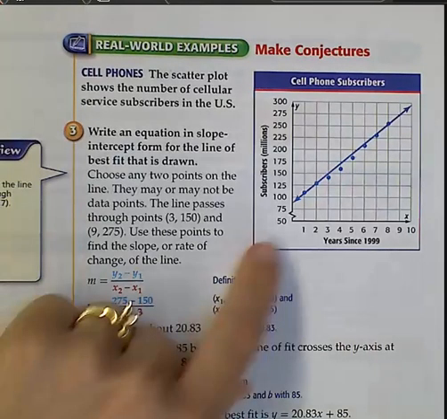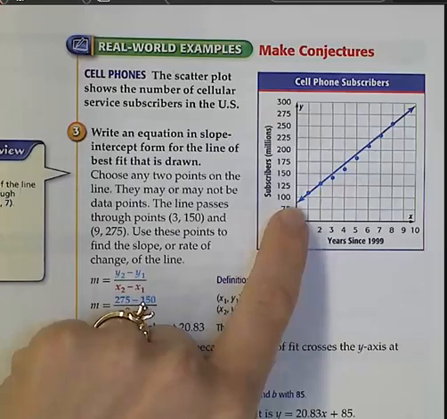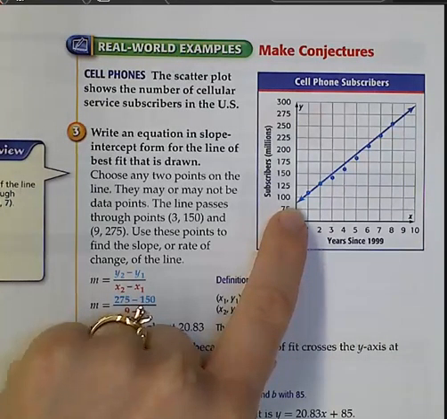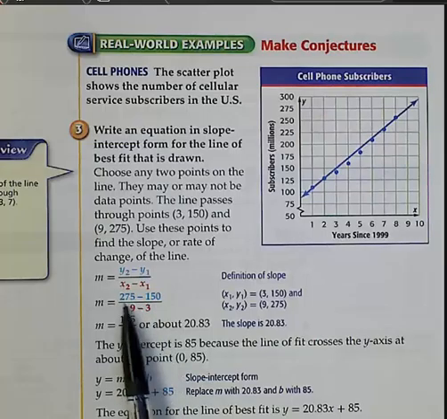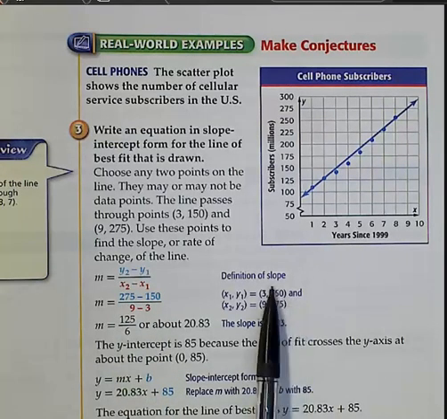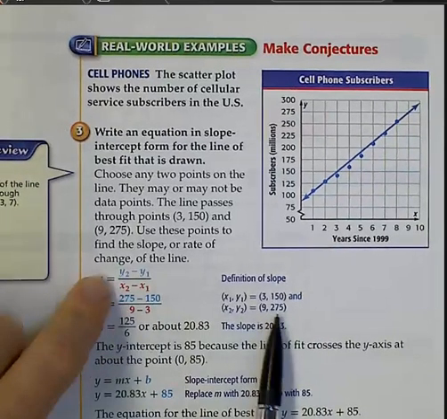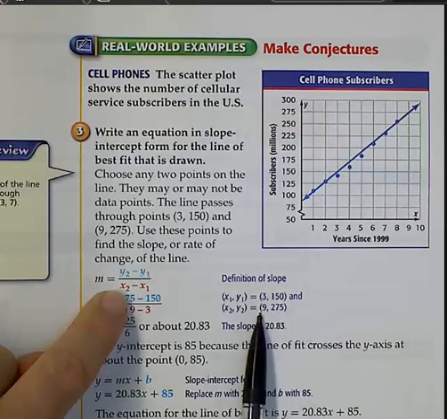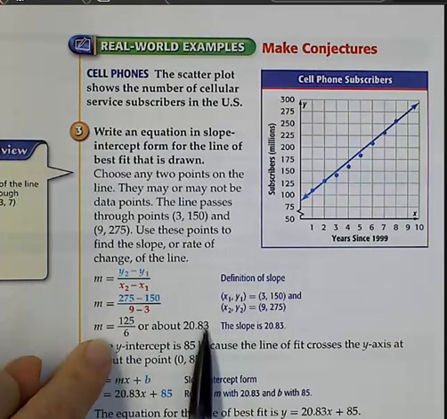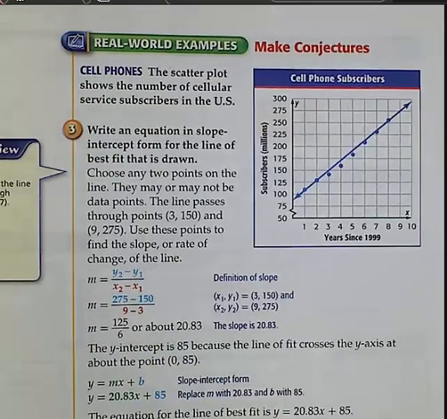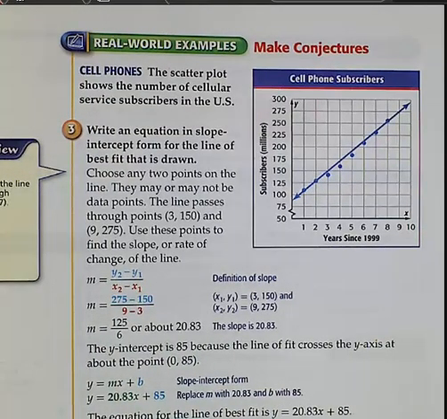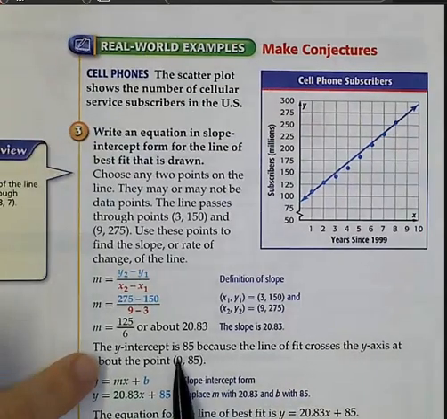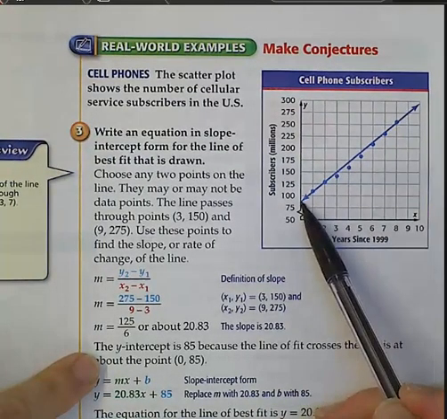Sometimes I always pick the y-intercept because it's easy. This one isn't as easy as the other two, but that's another one where you can estimate really closely. I don't want to spend a lot of time changing y. y2 take away y1. The second one take away the first one. x2 minus x1. 9 take away 3. You have to simplify because it has to be a unit rate. Slope is a unit rate. Y-intercept, it looks like it crosses at about 85.